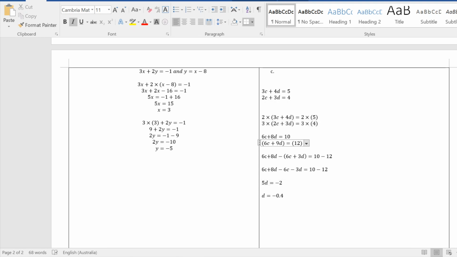So I got different answers when I did this. Let's go up to the 5 first. Did I expand that correctly? The 8D is correct, the 6C is correct, and the 10 is correct. Now, this bottom one I multiplied by 3. I got the 6C correct. I got the 9D correct. There we go. I've found the mistake I've made.